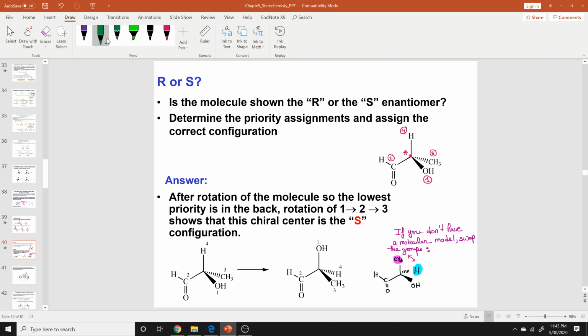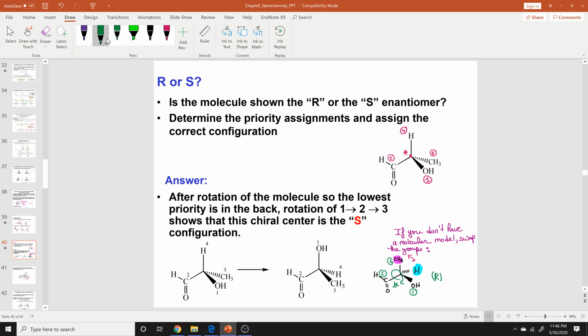I'm going to look through this axis here so as not to see the hydrogen, so through this side. And then this is going to be priority 1, priority 2, priority 3. So I'm going by 1, 2, 3 like this, away from the hydrogen. And that is going to be basically my R configuration.